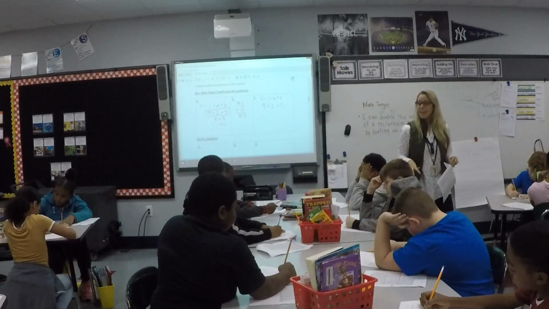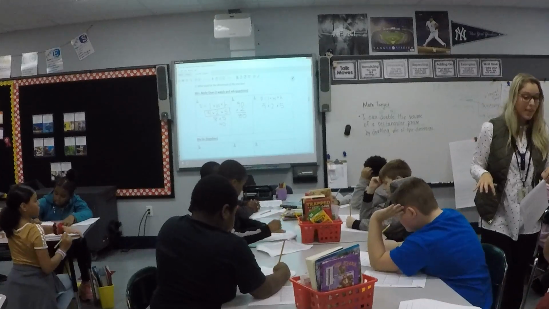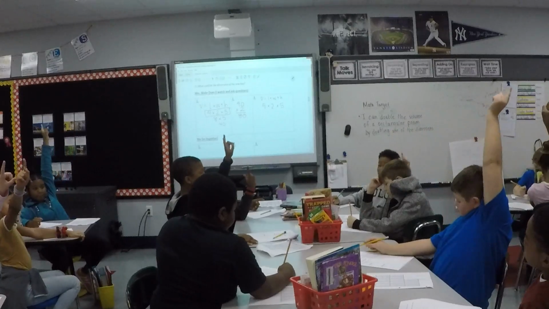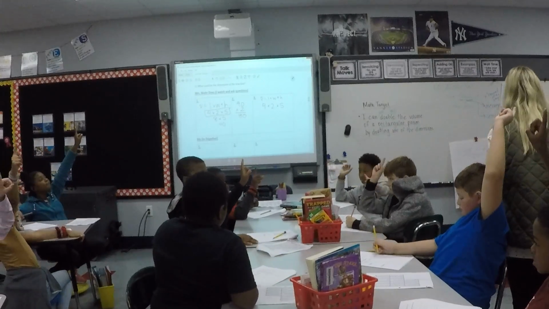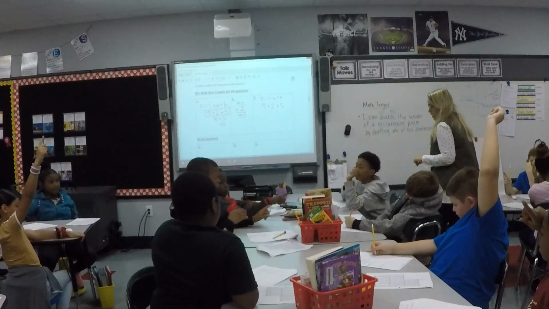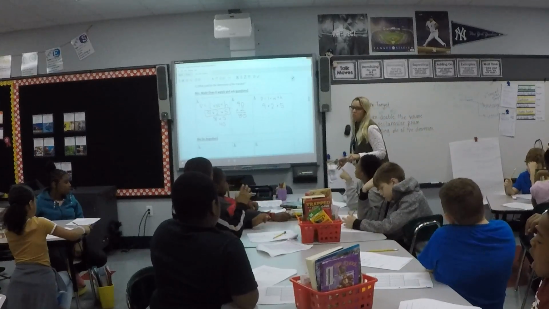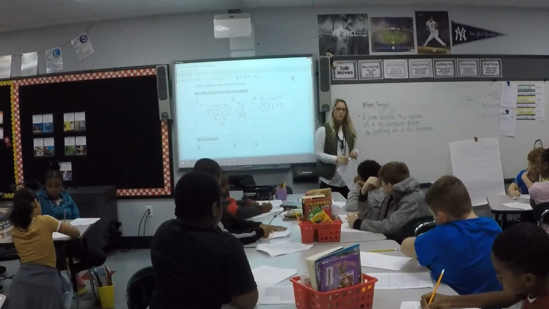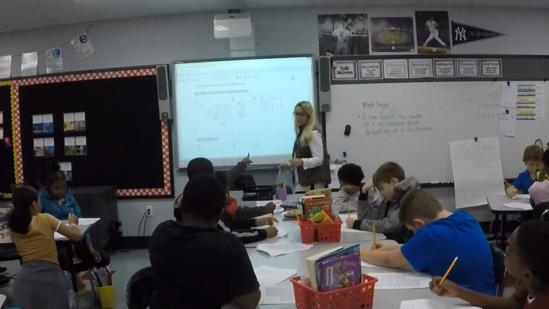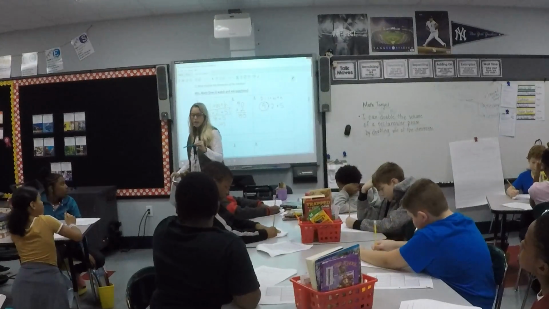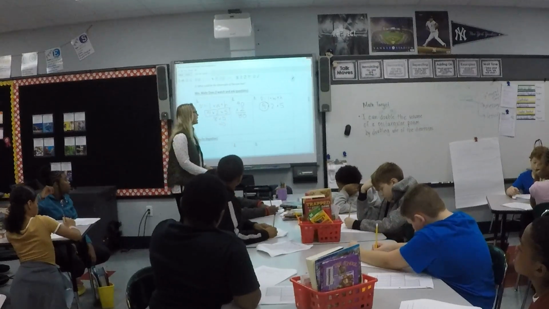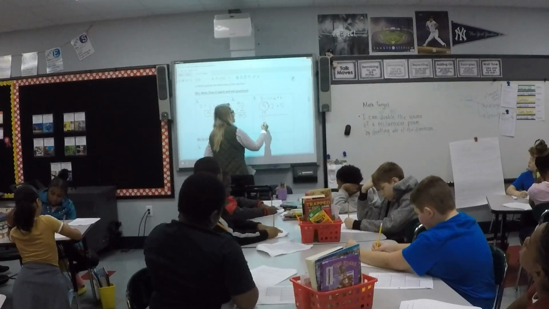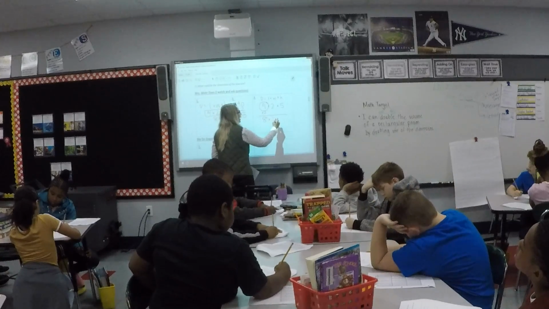Let's go back to our target. How many of these dimensions do I have to double? Hold up one finger. Just 1. Okay, so let's do the length. Go ahead and circle the length. Okay guys, what am I going to do now? I am going to double this length. So I'm going to do 4 times 2. 4 times 2 gets me 8. I'm going to bring down the rest.